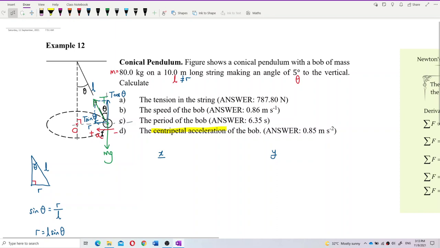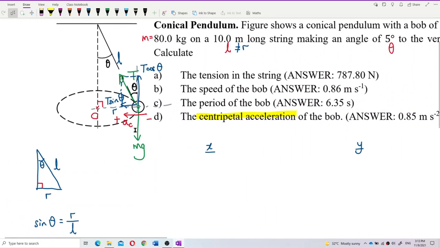Now we have two components here, x and y components. The x component has acceleration. Look at the centripetal acceleration. Centripetal acceleration is in the x component. So we apply Newton's second law for the x component. The x component has the resultant force because it has acceleration. So total Fx is equal to Ma. Why equal to Ma? Because it has the resultant force, and it is Mac. The centripetal force is inside the x component.